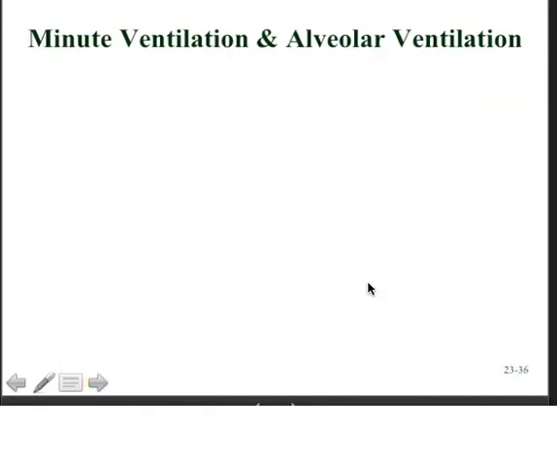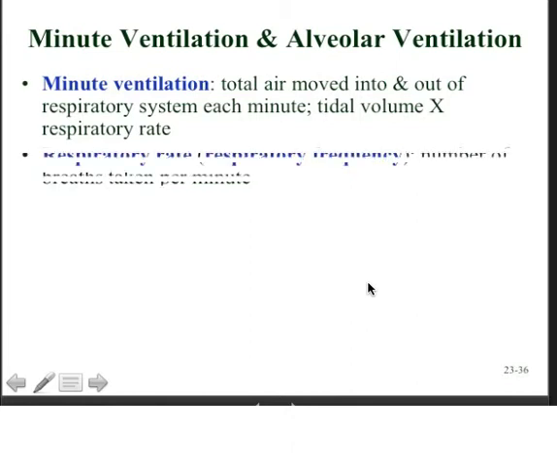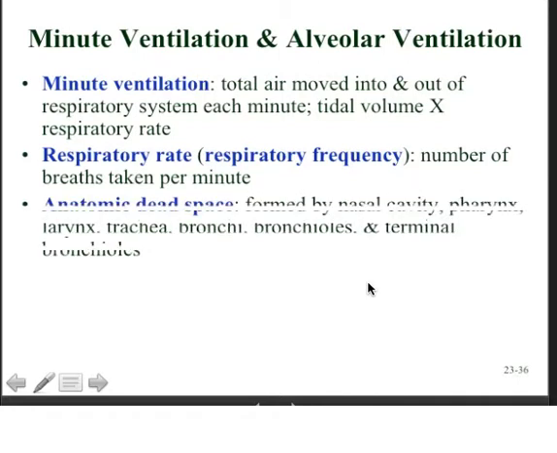Okay. Some other volumes we need to be aware of include minute ventilation, which is the total air moved into and out of the respiratory system each minute, which is the tidal volume times the respiratory rate. The respiratory rate or frequency is the number of breaths you take in a single minute. The anatomical dead space is simply the air inside the respiratory system that serves to essentially keep the system open. Okay, it's not available really for gas exchange.